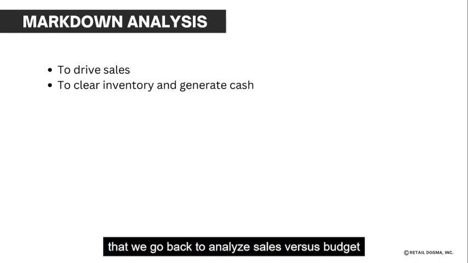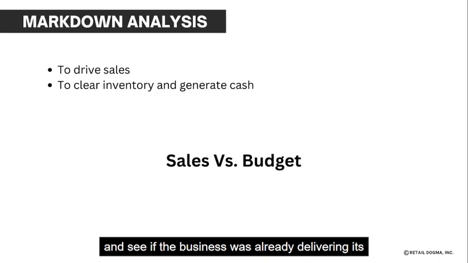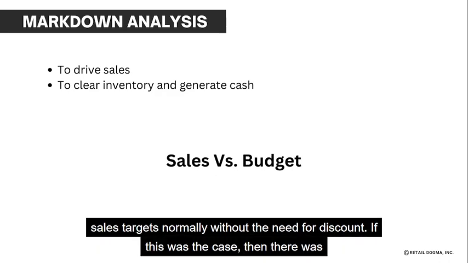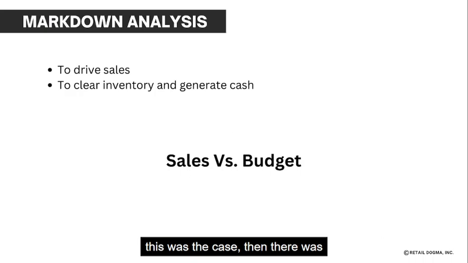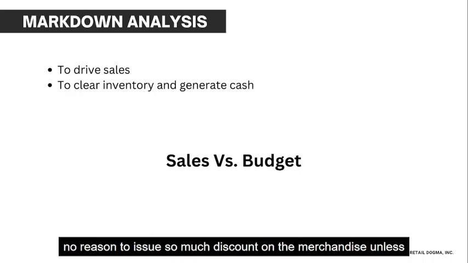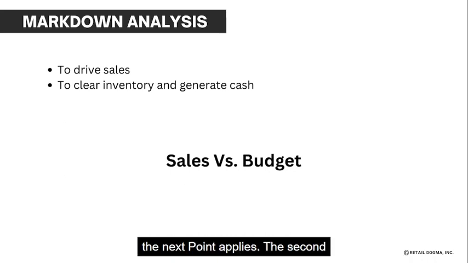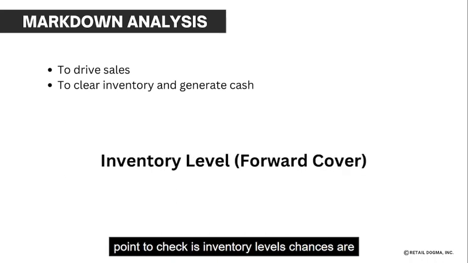To check that, we go back to analyze sales versus budget and see if the business was already delivering its sales targets normally without the need for discount. If this was the case, then there was no reason to issue so much discount on the merchandise, unless the next point applies. The second point to check is inventory levels.